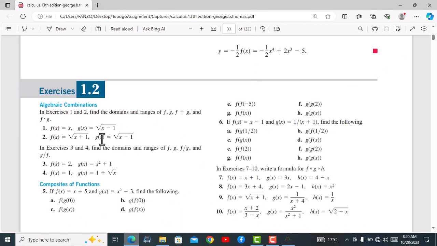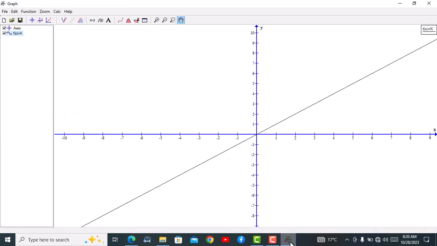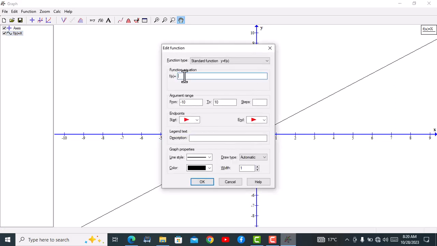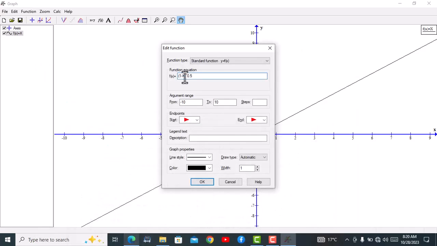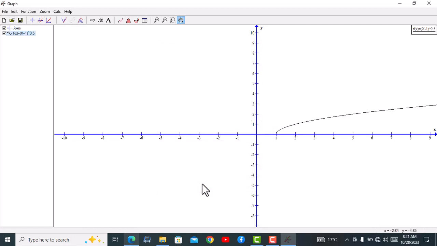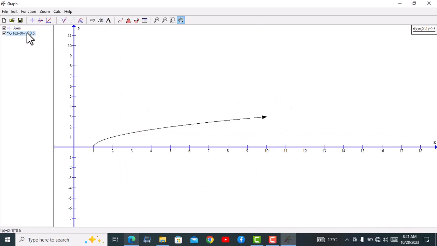Let us go and look at g of x, the square root of x minus 1. So I am just going to come and edit this one. We are having the square root, so I am going to do the following. The square root of 1 minus x to the exponent of 0.5. So let me just check whether this is correct. Oh, sorry, it's x minus 1. So it is x minus 1. And I can draw that function using the very same interval, but I know that it keeps on going to positive infinity.